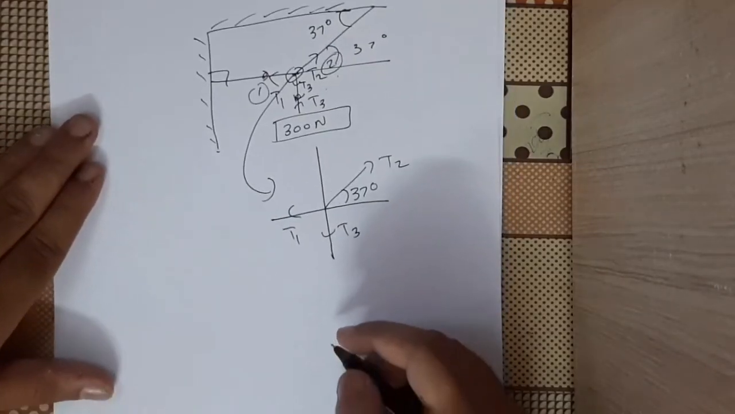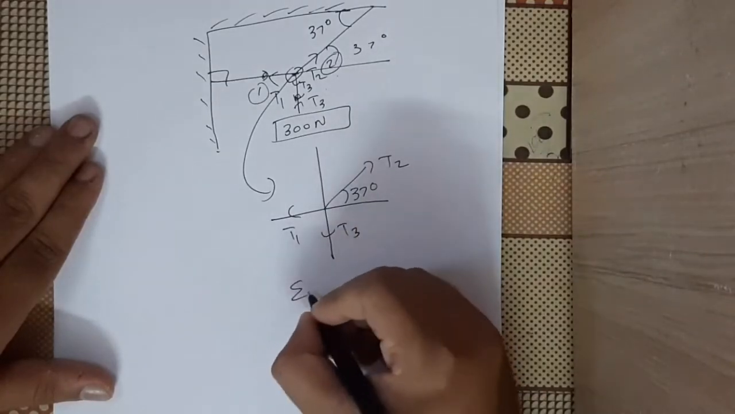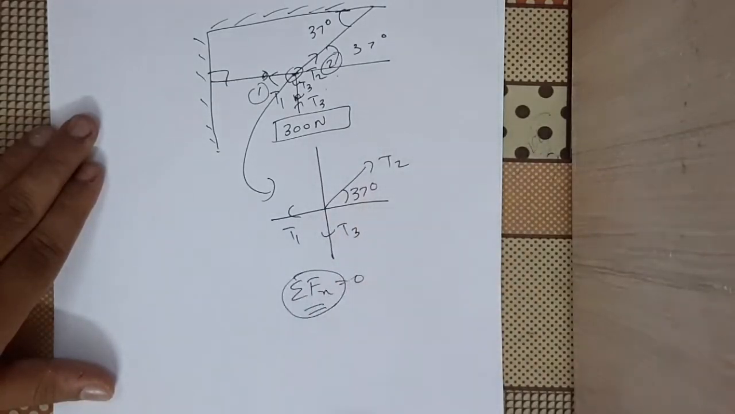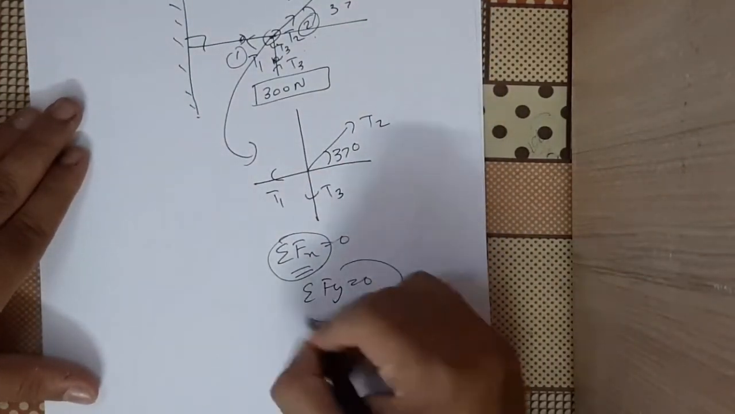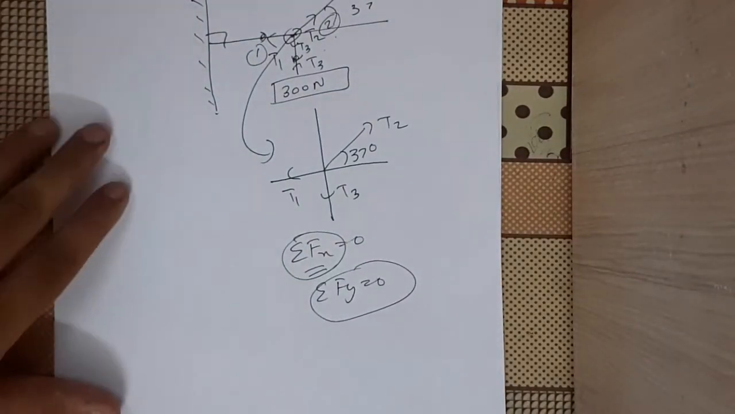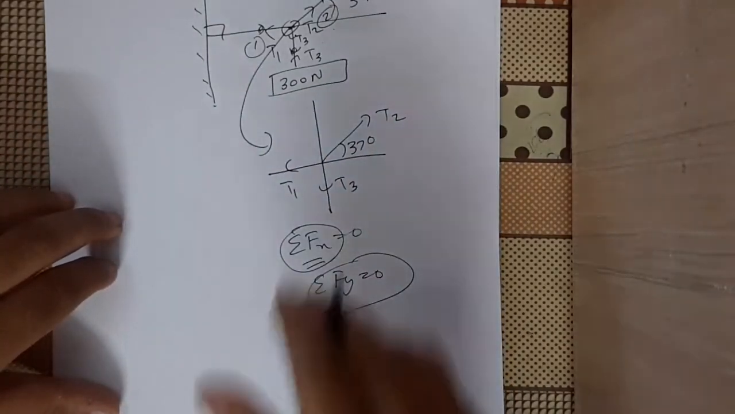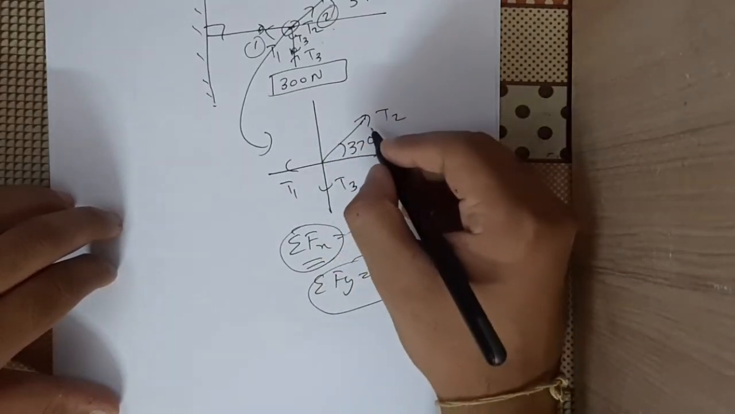So we can try to find forces in the horizontal direction, and we say that sigma Fx is equal to 0. What does this mean? The sum of all the forces in the horizontal direction is equal to 0, and then we'll say that sigma Fy is equal to 0. The sum of all the forces in the vertical direction is also 0. You can take any other direction as well as long as it is given that the system is in equilibrium, but we generally take x and y directions. Now in the x direction, see, T2 is not acting in the x or y direction, so we have to take components of T2.